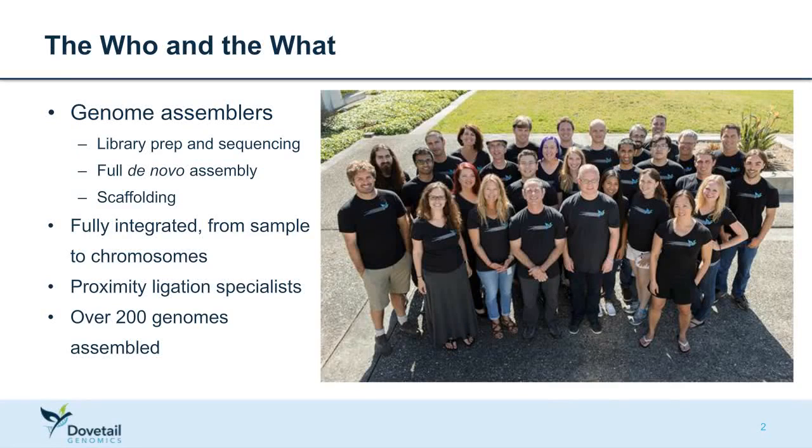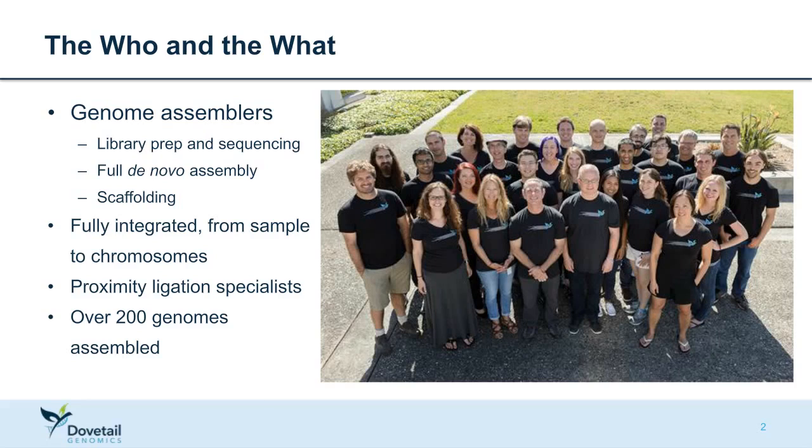Thank you, Judy. So I will begin by giving you all an overview of who we are at Dovetail and what we do and some of our core technologies as well as some of the projects that we've worked on. So at Dovetail, we are genome assemblers. We do everything that is needed to go from a sample to a full genome assembly, including DNA extraction, library preparation and sequencing, all the computational aspects, including the full de novo assembly and the scaffolding, with various data types. We're a service organization, so everything is done on site. Nobody has to worry about doing anything in their own lab.